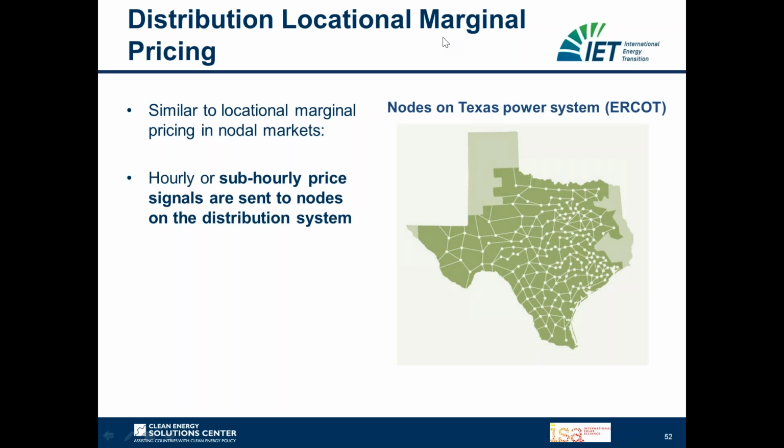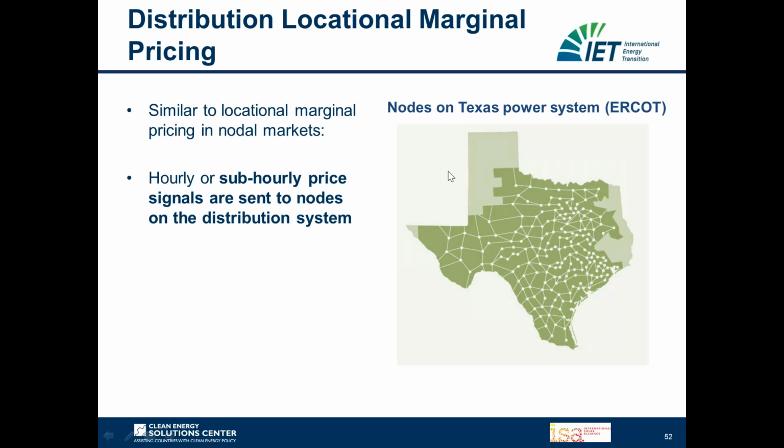Another option is distribution locational marginal pricing, and this is very similar to the nodal pricing that we had previously discussed based on the case study in Texas, the ERCOT system. So you would also then define several nodal points within your distribution market, and then have sub-hourly or hourly price signals at each node of the distribution system, so that you really come to a very granular price differentiation within the distribution system. And this way, you would then hopefully get the right price signals.